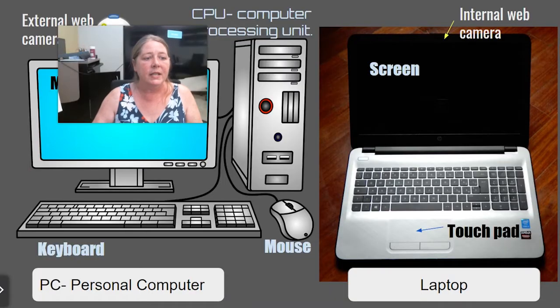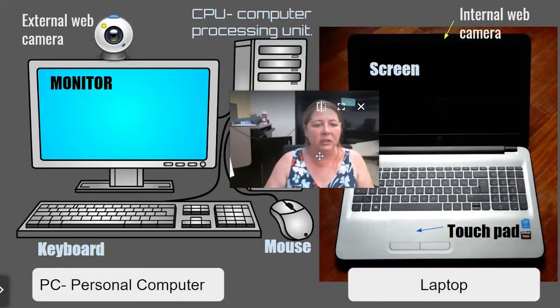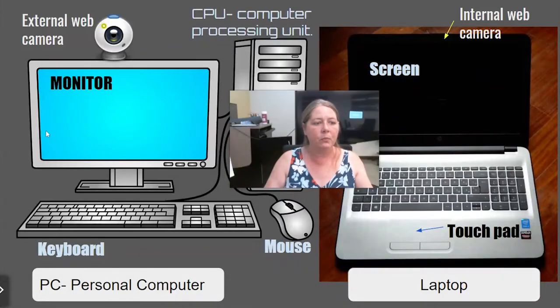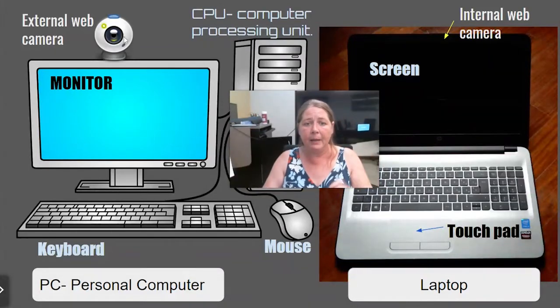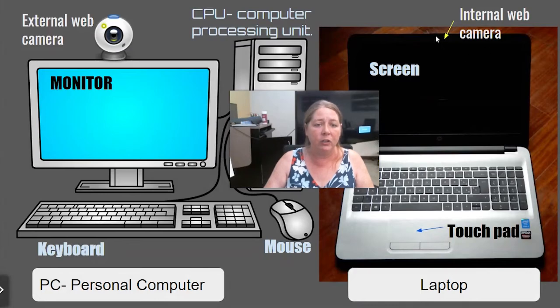All right. This week, we're going to talk about some technology terms. So we have a personal computer and a laptop. They have the same parts for the most part, but they are slightly different. The part that we look at on a PC, we call a monitor, but if it's attached to the laptop, we call it a screen. We have an external web camera on your PC that you plug in, but on a laptop, we'll have an internal web camera right above the screen.